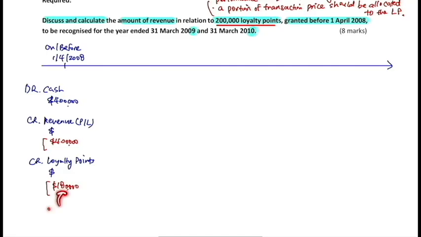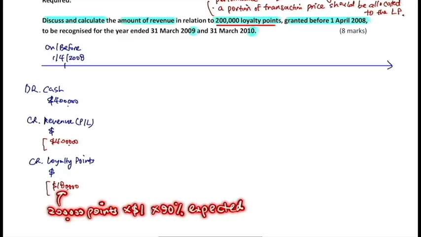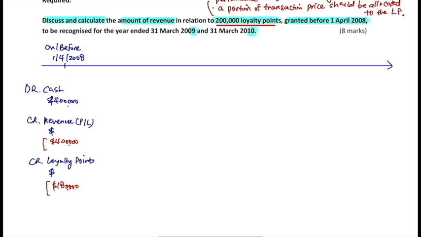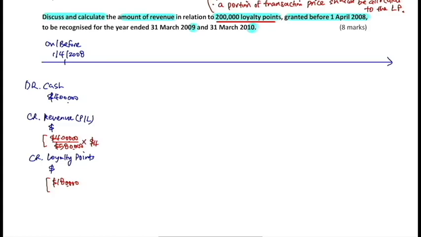The question mentioned that 200,000 points were issued, each point is worth $1, and the company only expects 180,000 points to be redeemed in the future. The standalone selling price of this loyalty point should be equal to 180,000, over the total of these two, 580,000, multiplied by $400,000. This is the amount that we're going to allocate to these two components. 180 over 580 multiplied by 400.